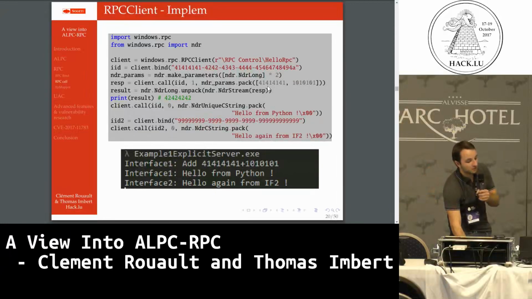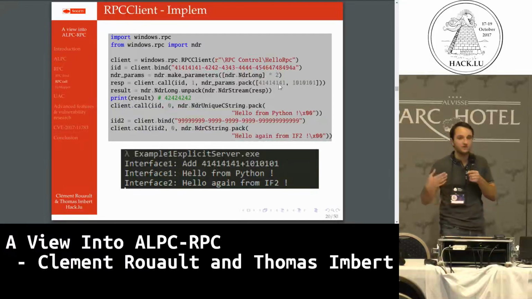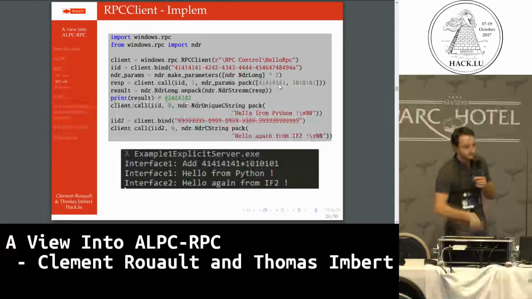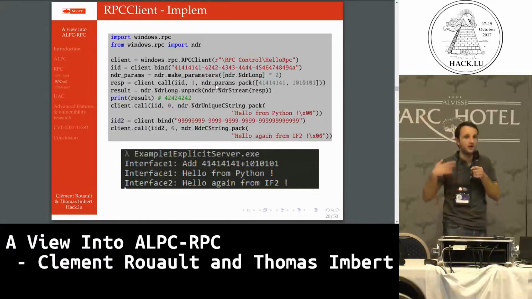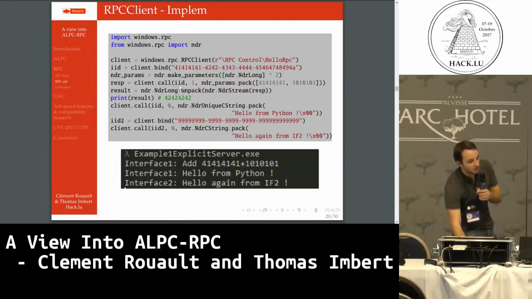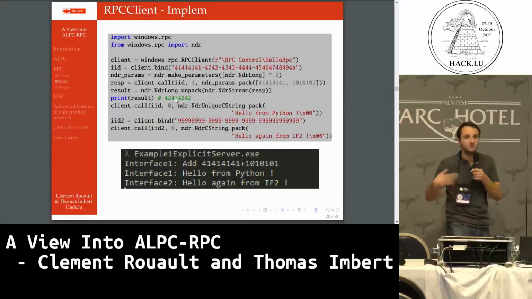So of course we pack our 2 ints right here in the call. The parameters we send are 41, 41, 41 and 111, and we make the call. You can see that the server gets the request of adding 2 numbers and sends the response. The response is also NDR serialized, so we are able to unserialize a long from the response, and the result is 42, 42, 42. So the addition was done server-side.